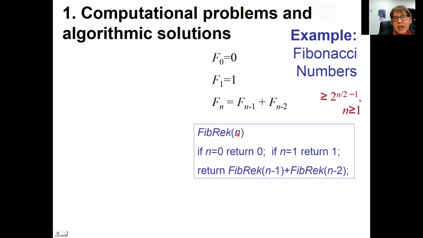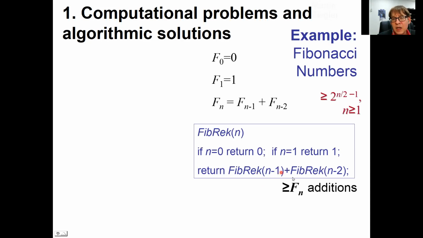Anyway, so let's analyze that. For the purpose of analysis, let's simply count the number of additions. This algorithm uses many instructions, but let's, for simplicity, only count the number of additions and observe that the number of additions satisfies the very same recurrence as the Fibonacci numbers, right? So here is one addition, and that's a simple proof by induction.